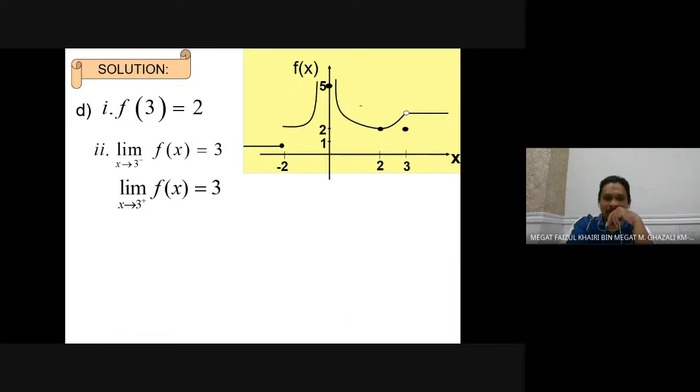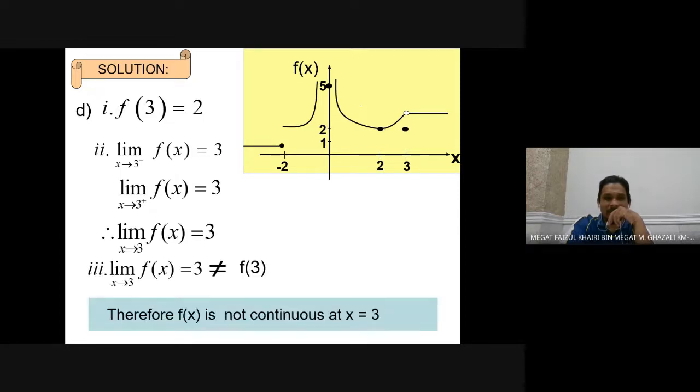Okay, the limit exists when x approaches 3 from the left and right. So the limit exists. But when x equals 3, the value is not 3 anymore, but it is equal to 2. So f(x) is not continuous at x equal to 3.